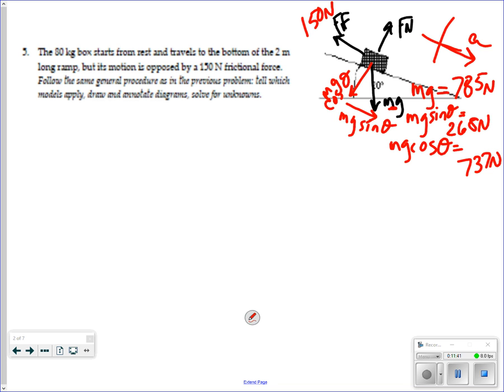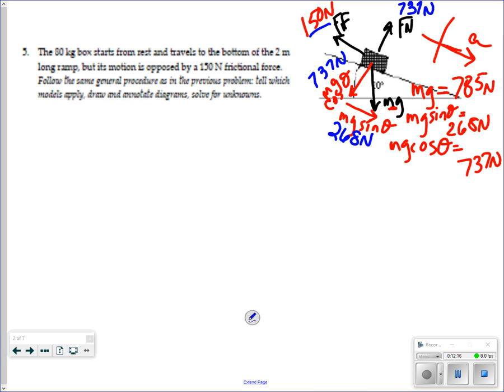But let's consider what that means, right? So this is 268 newtons. That sure as heck does not match 150 newtons. It really doesn't. That means we have an acceleration because our forces are not balanced. They are not equal. But they're not unbalanced everywhere. We're not going totally crazy, right? The 737 newtons here is still 737 newtons here for my normal force. This block is not levitating or sinking through the ramp. So these two must be equal.